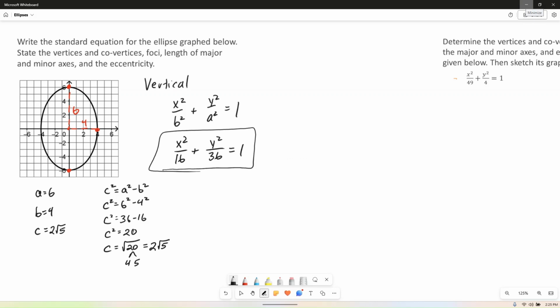Next, let's also list out all of our key characteristics for the ellipse. The key characteristics are our center, which we already know was at the origin, so (0, 0). We also need to list out our vertices, which there are 2 of, our co-vertices, 2 of those, and our foci, again 2 of those. We then need to find the length of the major axis and the length of the minor axis. And then we want to find the eccentricity.